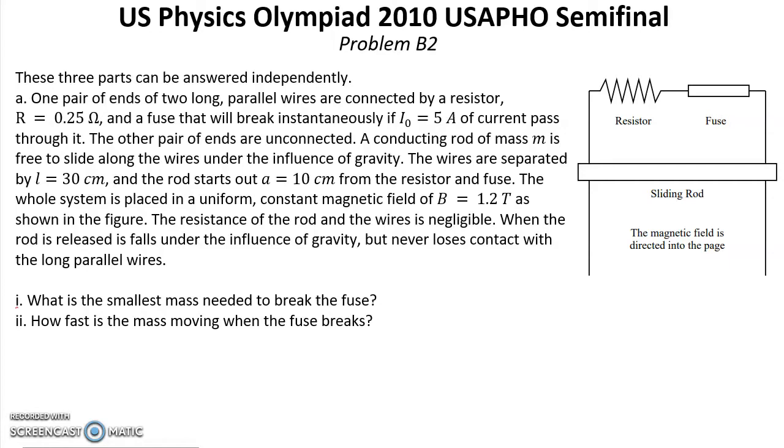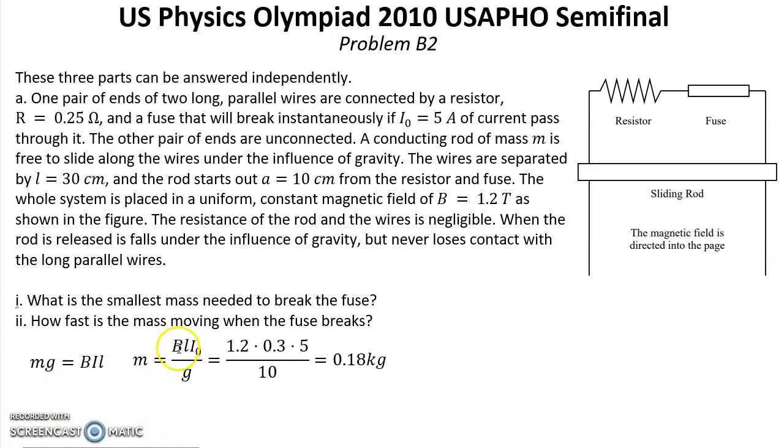and we can just write this equation that after a certain time this rod will reach the terminal speed. We will have mass multiplied by g, which is force of gravity, must be equalized by force from magnetic field, which is BIL. In our case, maximum current is I0, so it means that we can count what is mass needed to break this fuse. That will be this one.